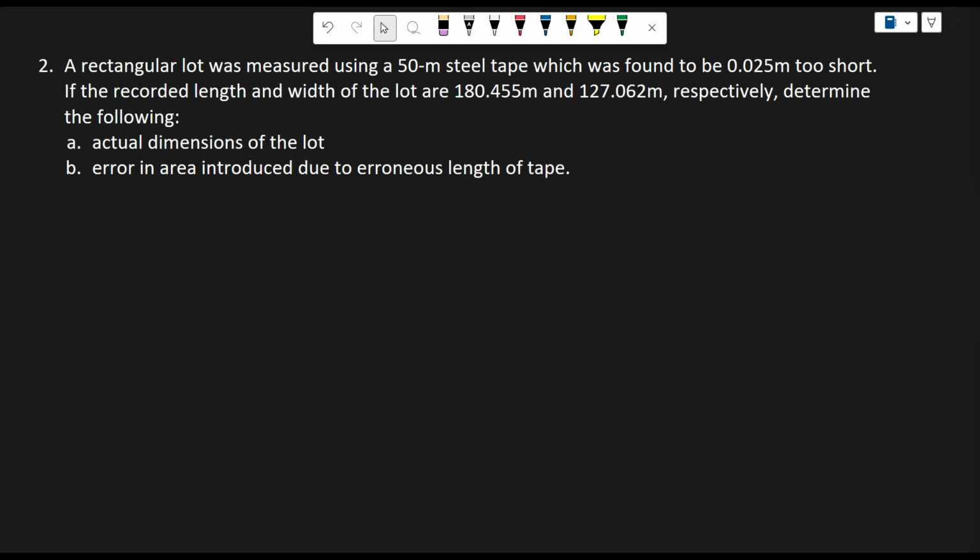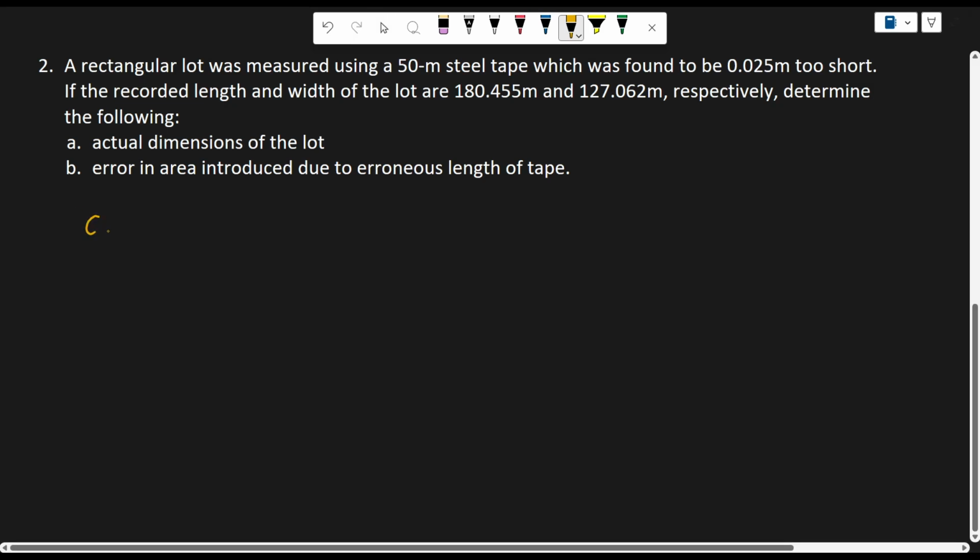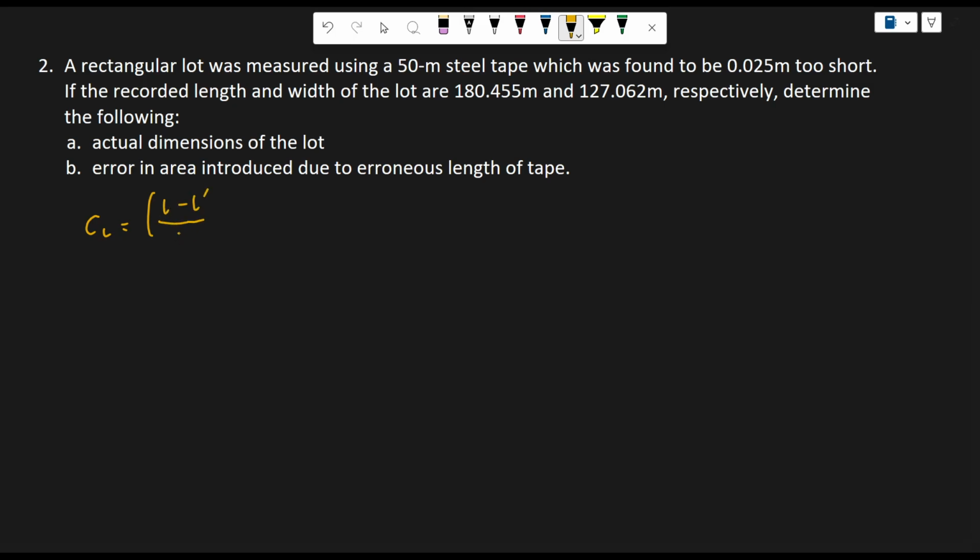Okay, so let's write out the formula first. The formula again is correction to be applied is equal to small l minus small l prime divided by small l prime multiplied by big L. Now what we're going to do is we are going to correct the length first. Correcting the length.